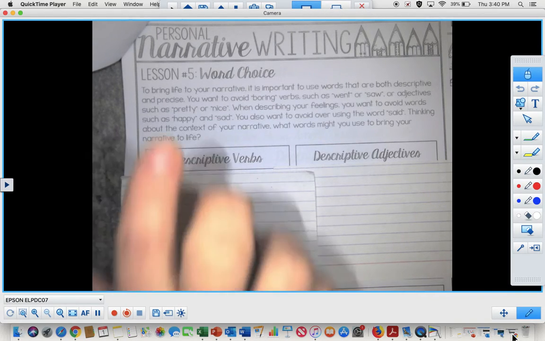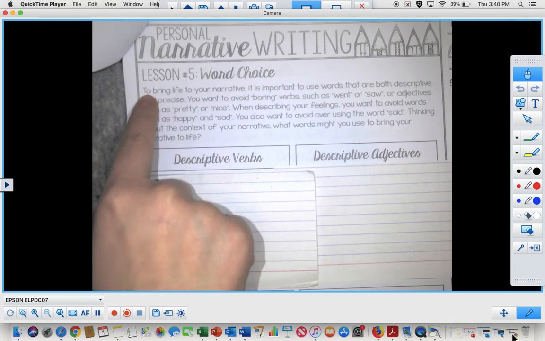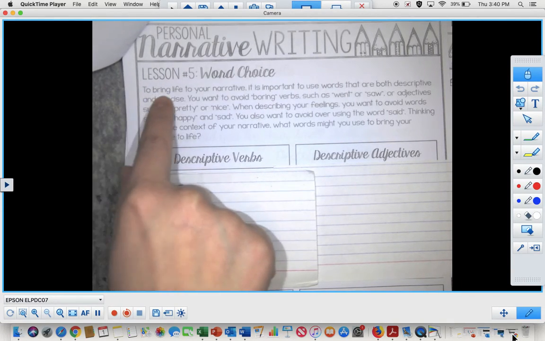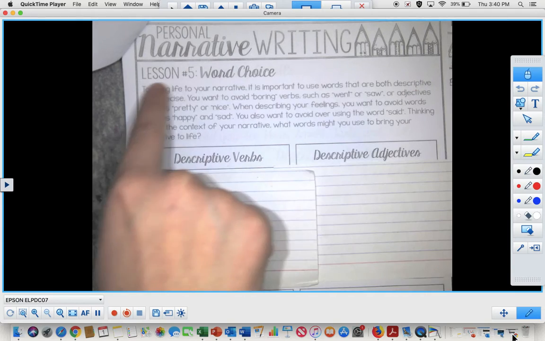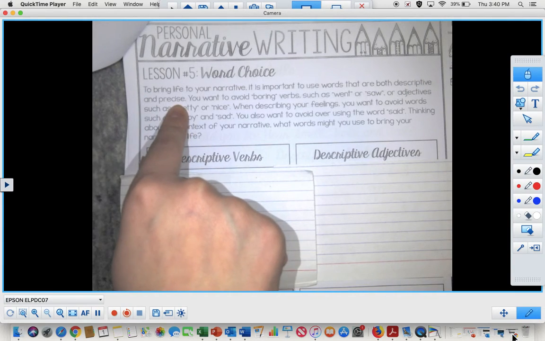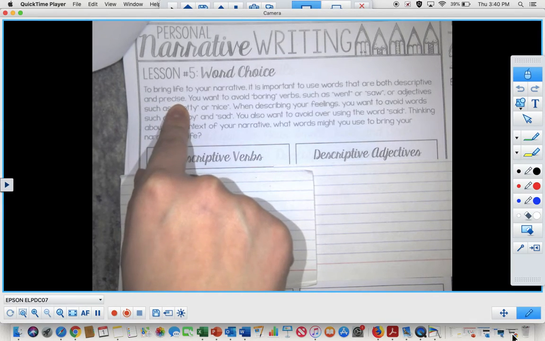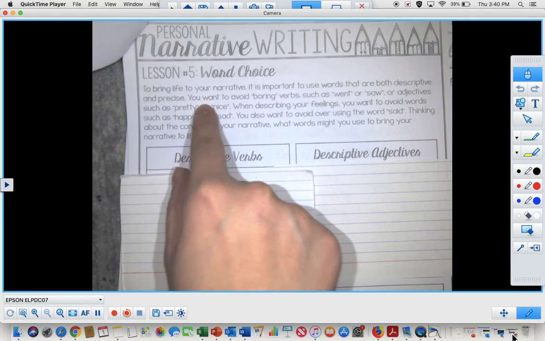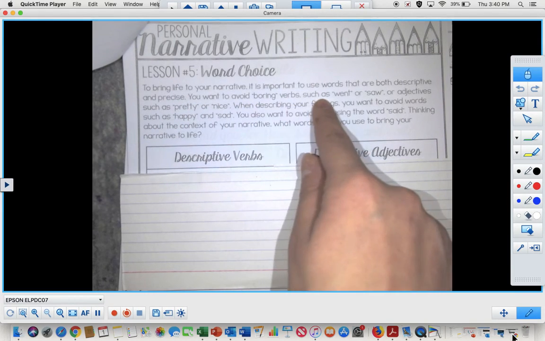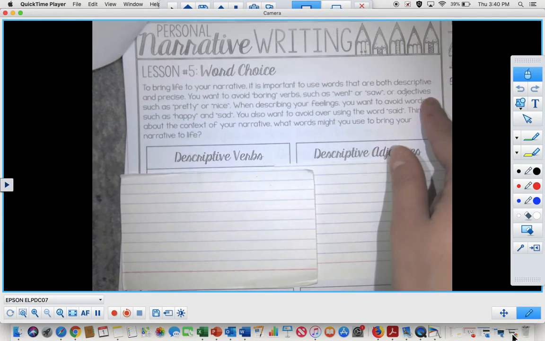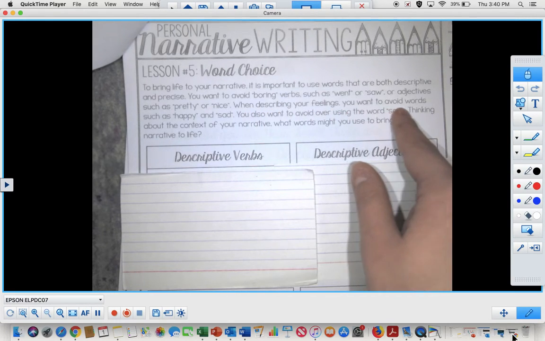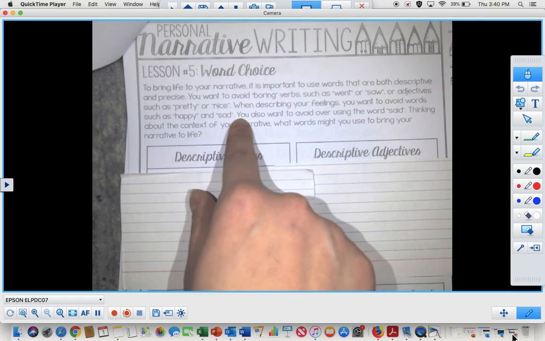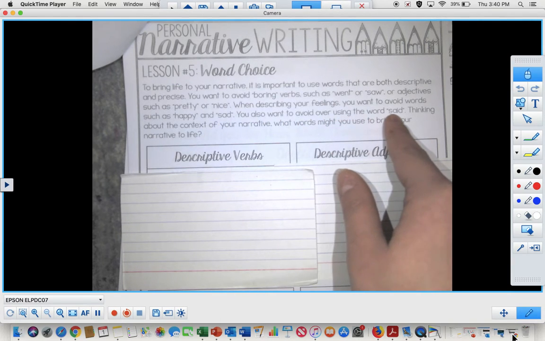So I'm going to read this little section up at the top and you are going to follow along. To bring life to your narrative, it is important to use words that are both descriptive and precise. Descriptive meaning you're able to really picture it in your mind, and precise means exact. It exactly tells you what you are trying to say. You want to avoid boring verbs such as went or saw, or adjectives such as pretty or nice. When describing your feelings, you want to avoid words such as happy and sad. You also want to avoid using the word said.